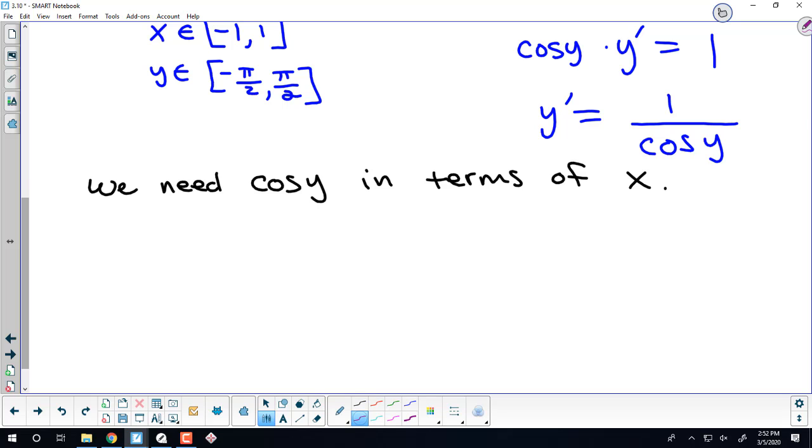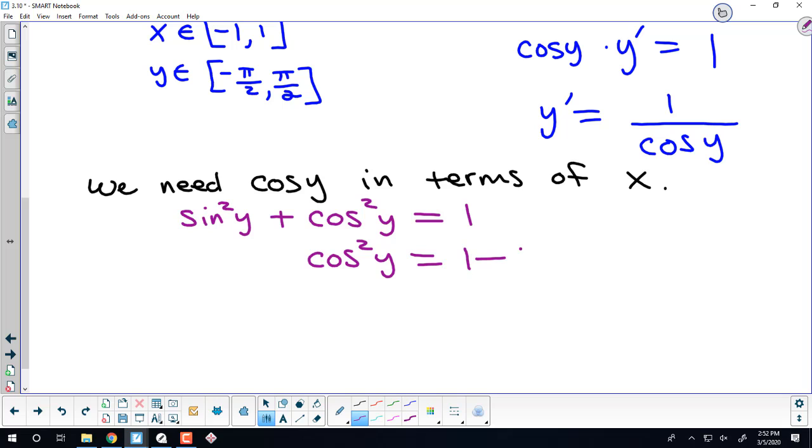So we're going to use the Pythagorean identity. Sine squared of something plus cosine squared of the same thing is always equal to 1. Which means that we have a representation for cosine squared in terms of sine squared. Which is more what we want, right? We want to represent cosine y in terms of x. We don't have cosine y in terms of x, we have sine in terms of x. So the first thing we need to do is represent cosine in terms of sine, and then we can represent sine in terms of x.